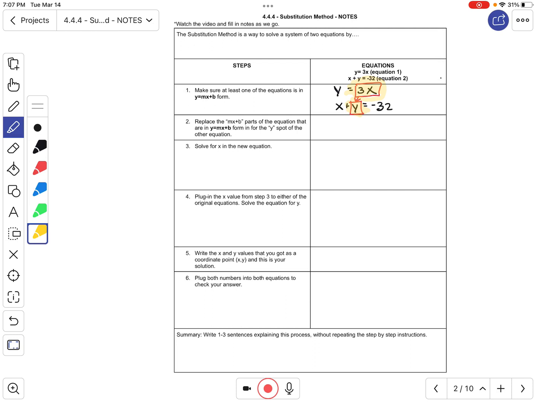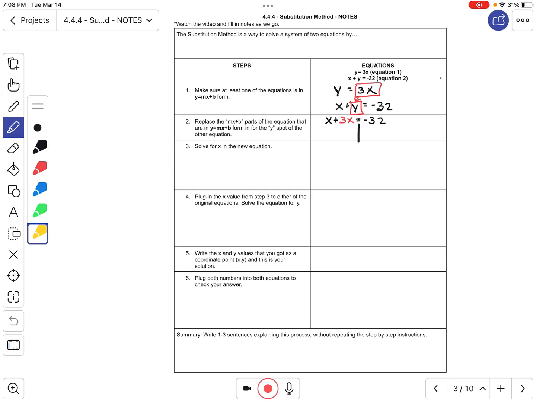So you can see that we've got our 2 equations. Step 1 says that at least one of them has to be in y equals mx plus b form. You need y by itself so that everything on the other side of the equation equals y so that it can actually replace a y. In this case, the first equation already does that, so I'm set to go.